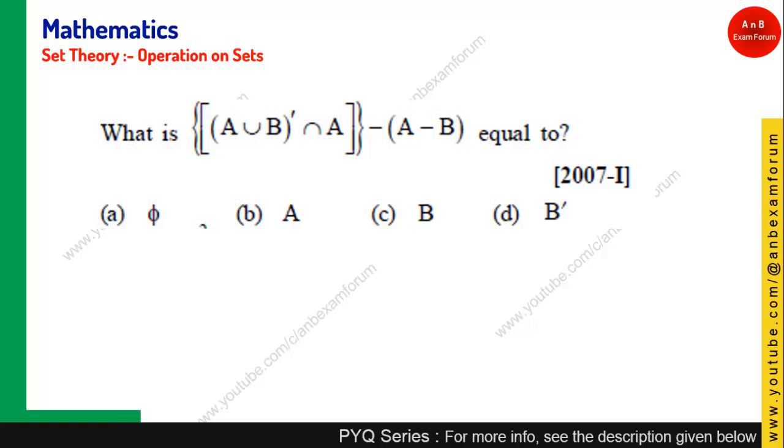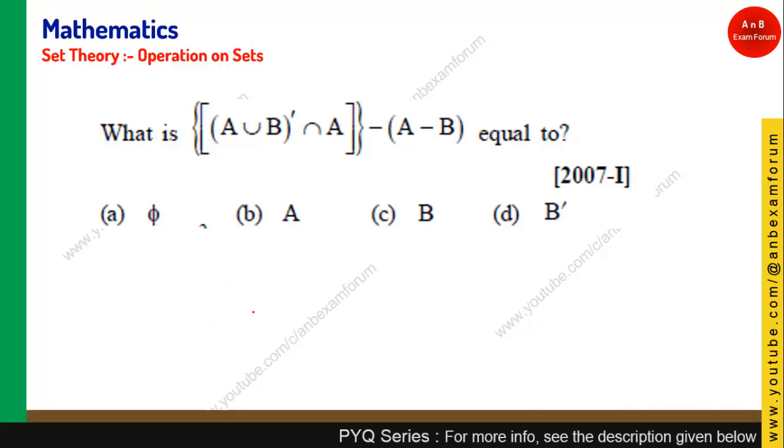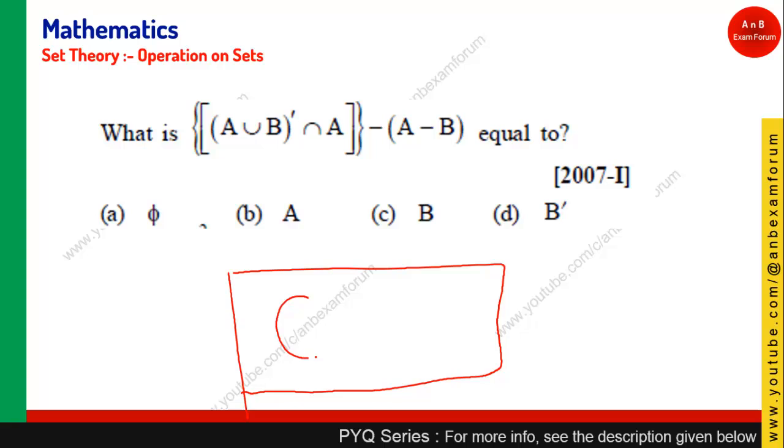Let's see the next question. Okay, so let's see one by one. You can draw with the help of a Venn diagram also. This is our complete universal set, and we have two sets A and B. So A union B complement. This is A union B, and the complement is this white portion. So we have made this intersection with A.